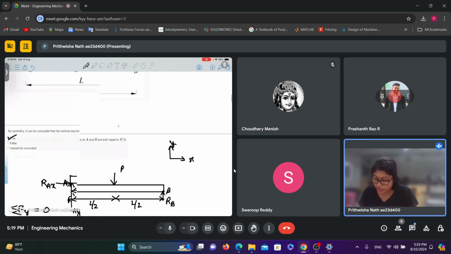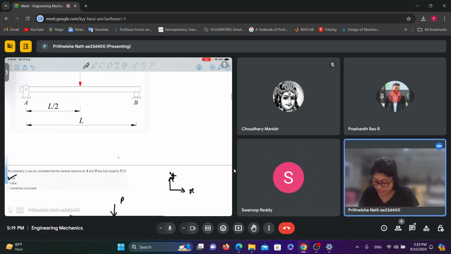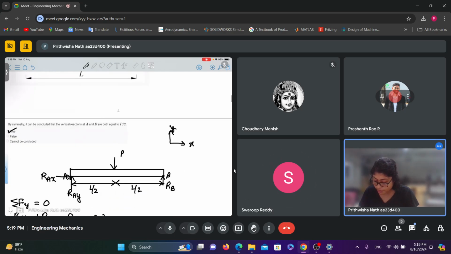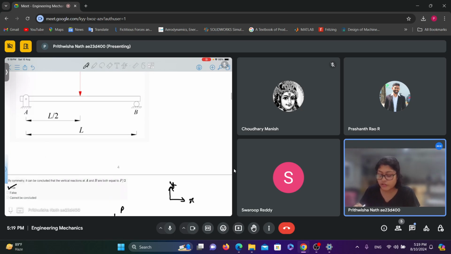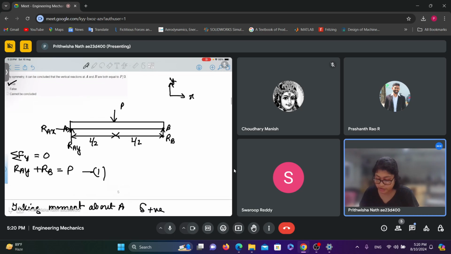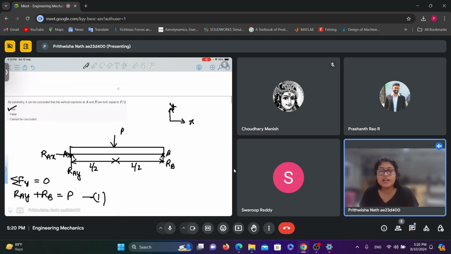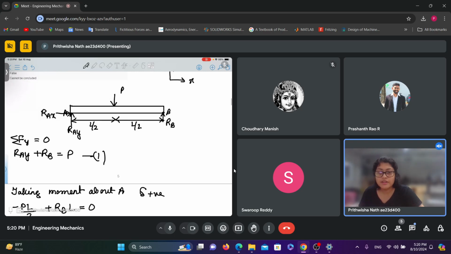So this is a pin joint, right? We don't know which direction the force is acting, so I'm considering an x direction and a y direction. For the roller support, we know that the force acts in the vertical direction. But since it's a pin joint, we arbitrarily assume one force acting in the x direction and another in the y direction. Then we find the forces using the equilibrium equations.